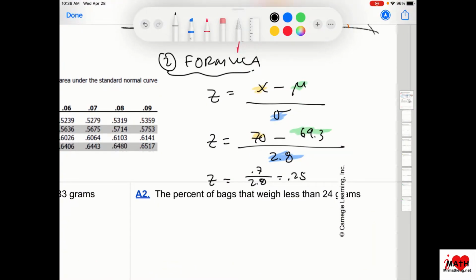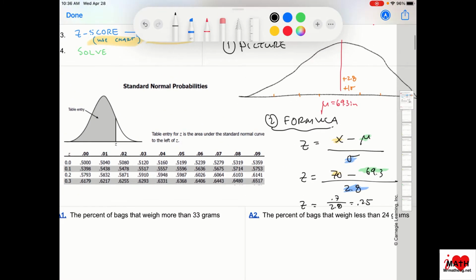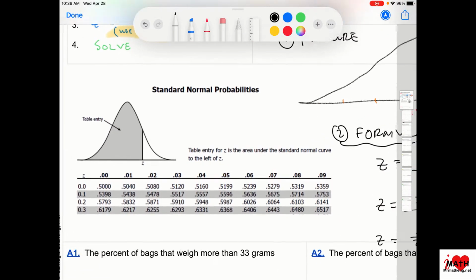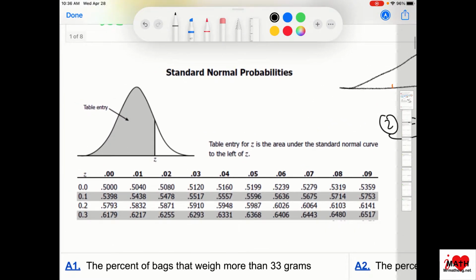Okay, I have a z-score of 0.25. Now we need to figure out a percent. Now, this is a standardized table here. And let's read what it says here. Table entry for z is the area under the standard normal curve to the left of z. So basically, you're finding the shaded region. The chart will help you find a shaded region, and you're going from the left to the right, up to that z-score. So when I look up this value, it's going to find that yellow shaded region.